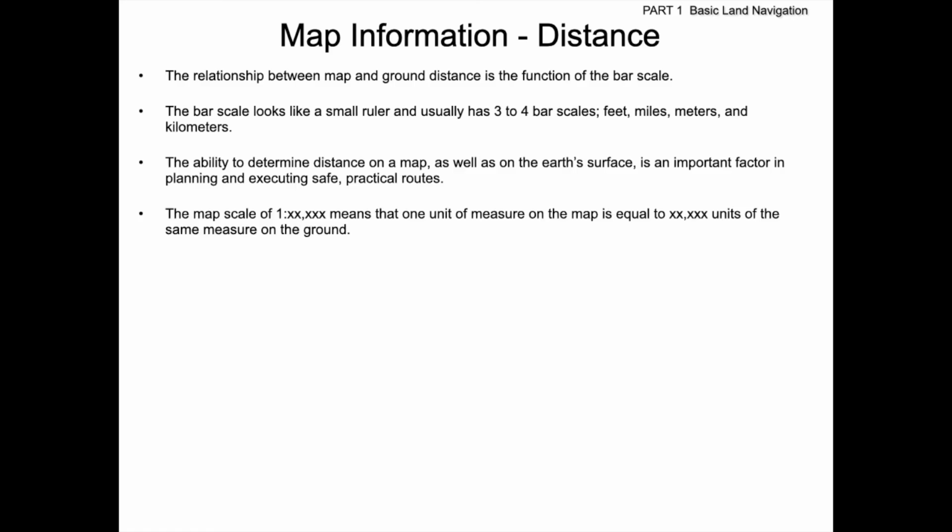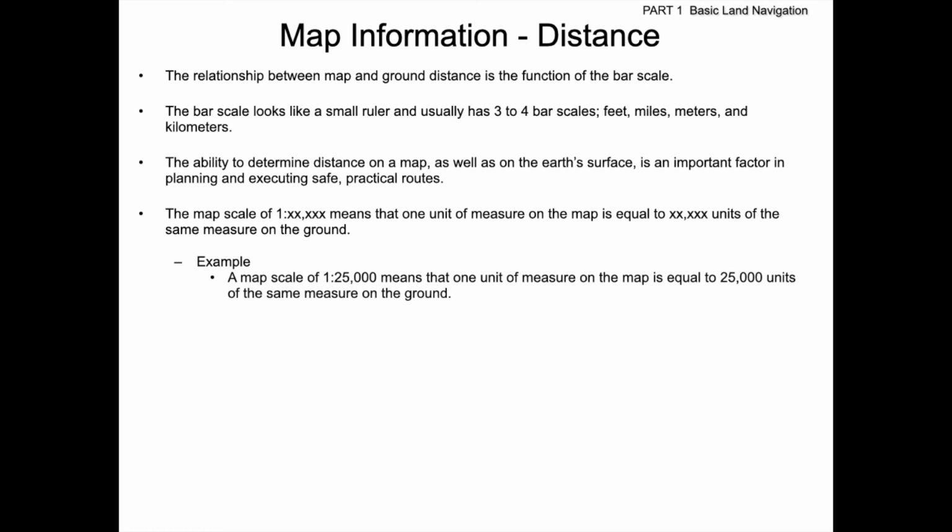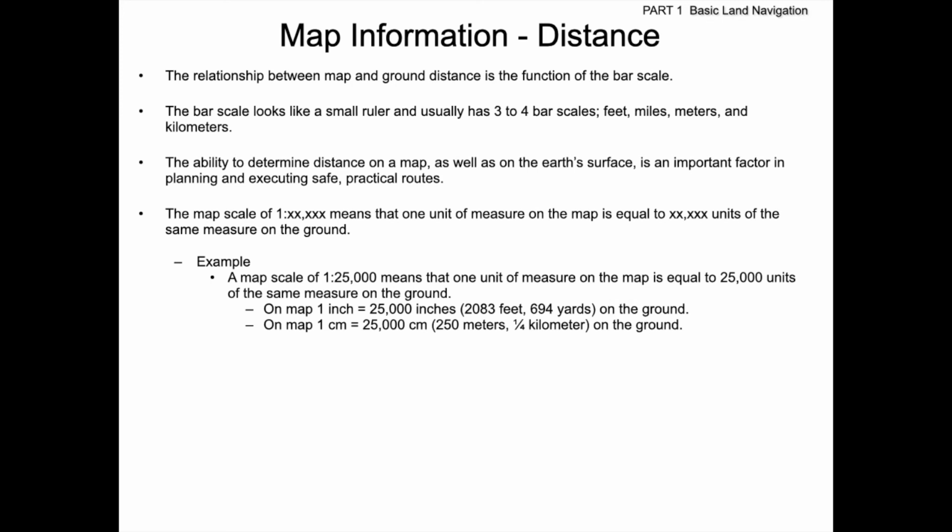The map scale of 1 to insert number means that 1 unit of measure on a map is equal to that number of units of the same measure on the ground. So because of that, a map scale of 1 over 25,000 means that 1 unit of measure on the map is equal to 25,000 units of the same measure on the ground. So this means on a map, 1 inch would be equal to 25,000 inches, or 2,083 feet, or 694 yards on the ground. Also, on a map, 1 centimeter would equal 25,000 centimeters, 250 meters, or a quarter kilometer on the ground.